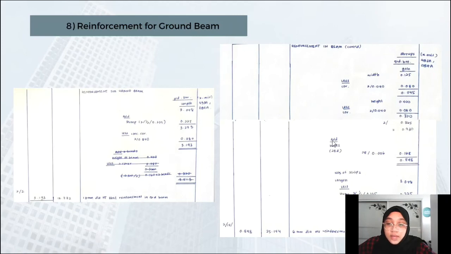So next we have to add the hooks, which is we have 28 hooks times the size of the hooks, which is 0.06, and then we got this one.